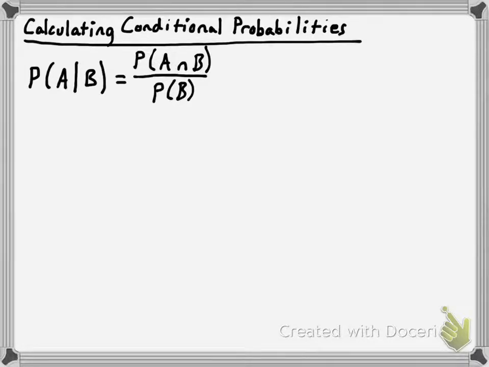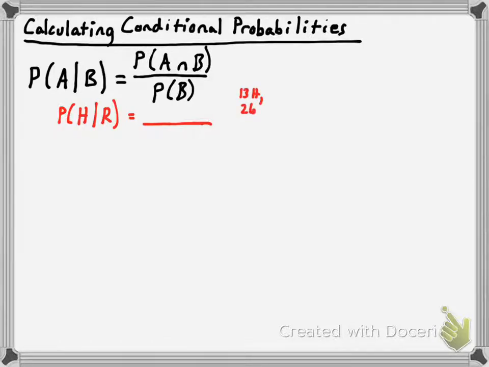Now, in the example that I just gave to you, where we have a deck of cards, and we want to find the probability of getting a heart given that the card is going to be red, I'm using a little shorthand here. Well, the first thing we'd have to do is find the probability that the card that we draw is both a heart and red. So there's 13 hearts.